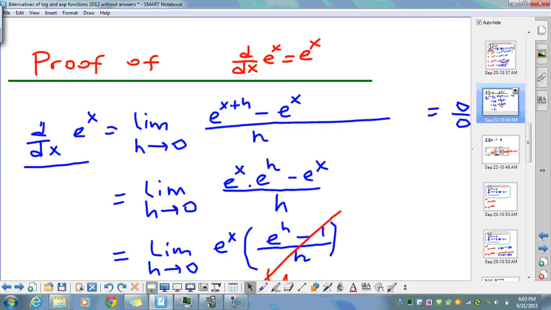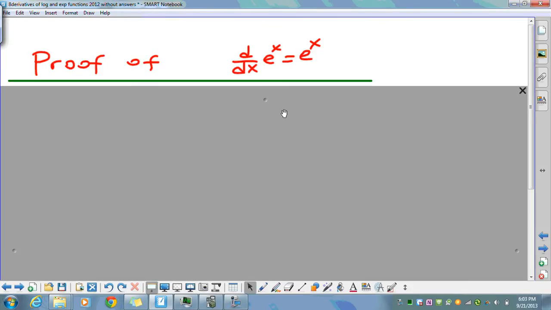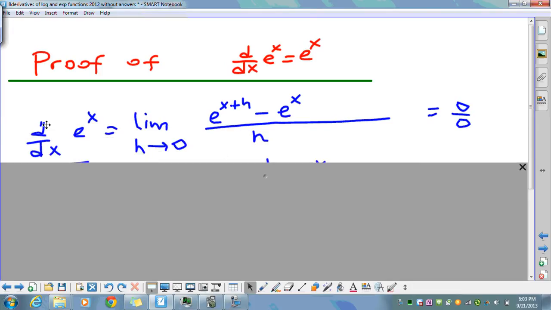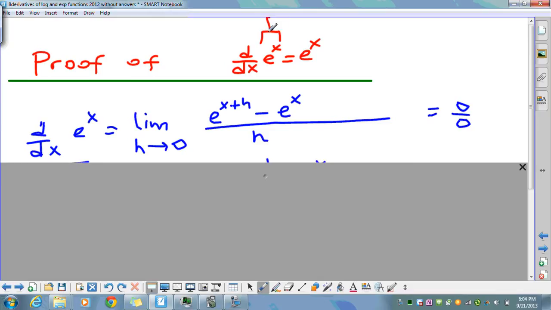And anytime you have no idea what the derivative of something is, you will go back to the definition. So the definition of the derivative of a function is the limit as h goes to 0, or as delta x goes to 0, I just use h, of f of x plus h. So this is our function f of x. The original function is the e to the x function. So that is our f of x.